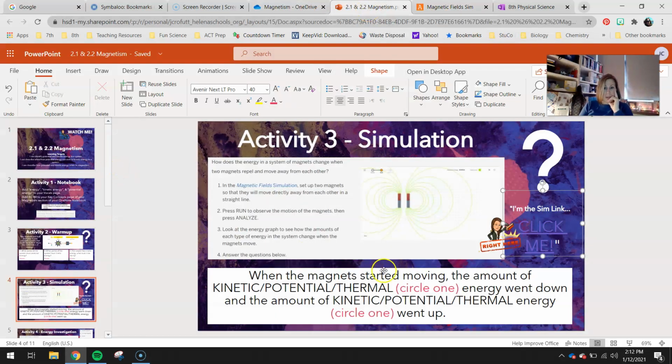Okay? All right, moving back. So answer this question right here. When the magnet started moving, the amount of, and then you have 3 options: kinetic, potential, or thermal energy.